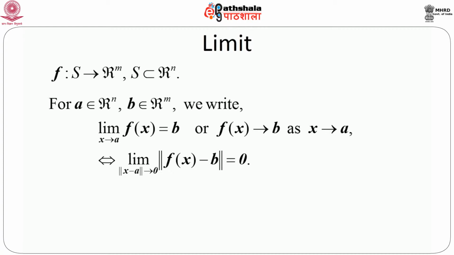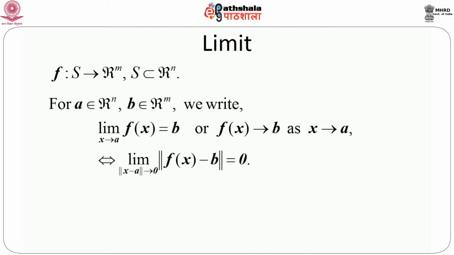We write limit as x goes to a, f(x) equals b, or we can say that f(x) tends to b as x approaches a. This means that the distance, or norm, of f(x) minus b, the difference between f(x) and b in the sense of a particular norm which is defined on the space where f(x) is defined, goes to 0 as x goes to a, or norm of x minus a goes to 0.